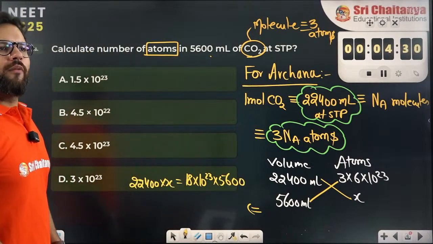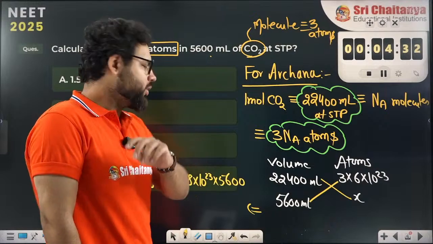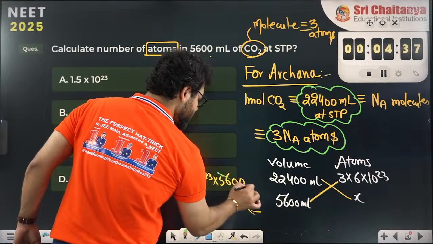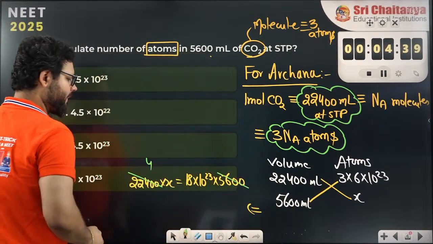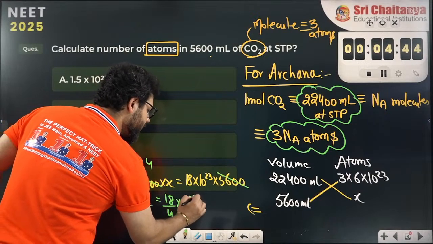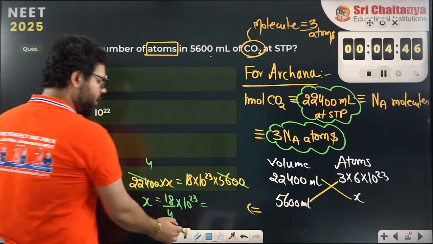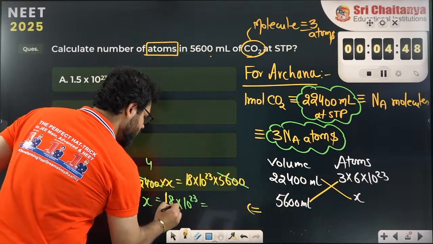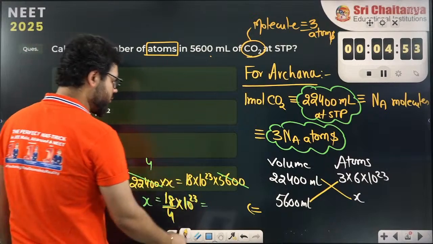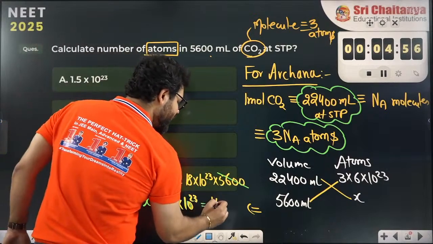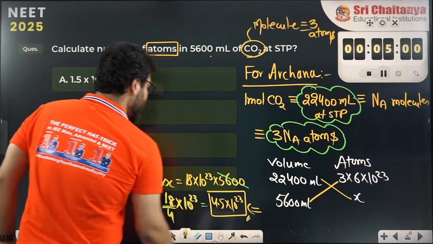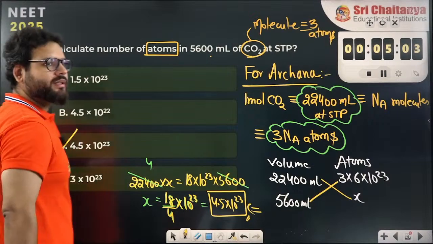When you do 56 into 4, it is exactly 22400. So this will go 4 times. So X comes out to be 18 by 4 into 10 to the power 23, which is 4.5 into 10 to the power 23. Is it clear to you, Archana? C is the answer.